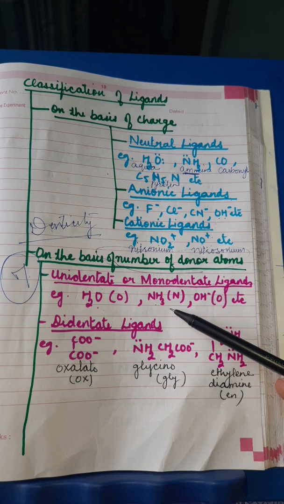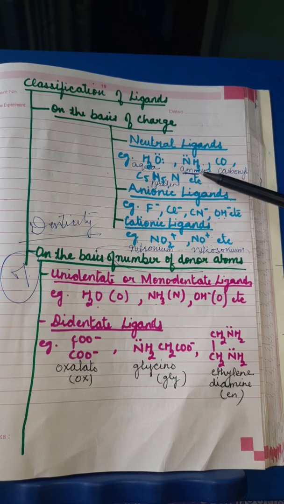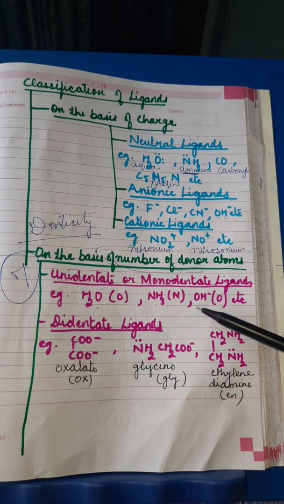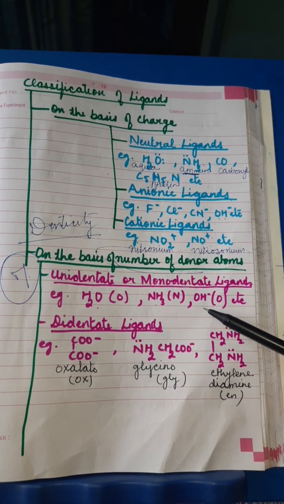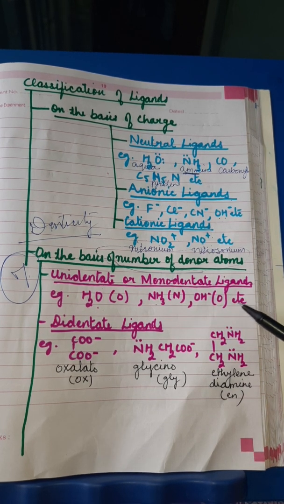Second example is amine. I hope you remember, amine is the name as ligand of NH3 molecule. Here, nitrogen is the donor atom. In case of OH minus, hydroxido as ligand, oxygen is the donor atom, and like this, many more examples fall in this category.